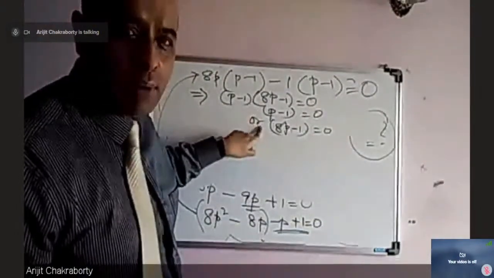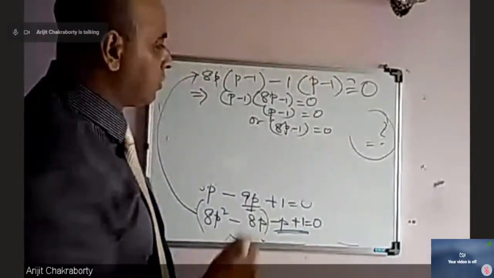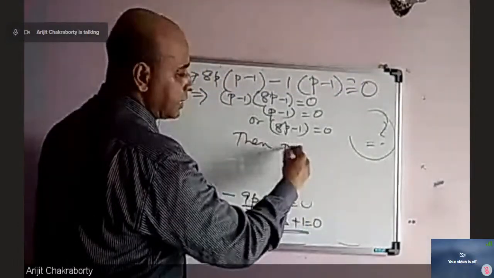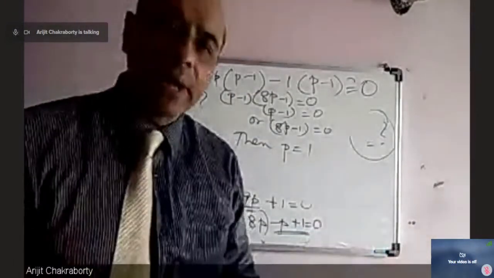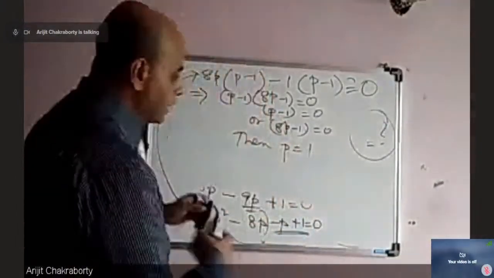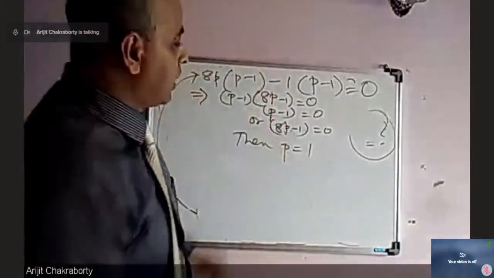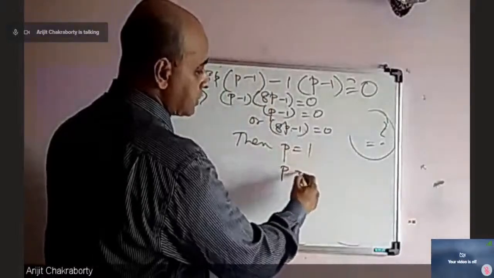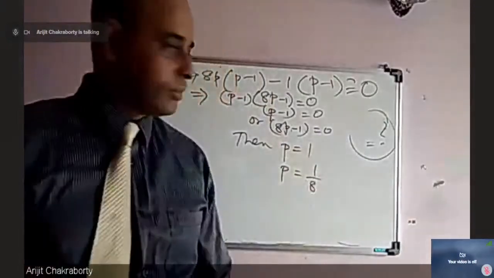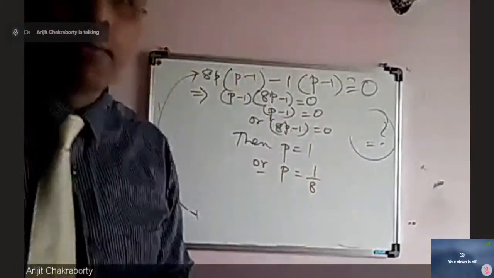Okay. So these two equations: (p minus 1)(8p minus 1) is 0, which means if p minus 1 is 0, then p is equal to 1. And what is the second equation? If 8p minus 1 is 0, then p is equal to 1 by 8. So either p equal to 1 or p equal to 1 by 8.